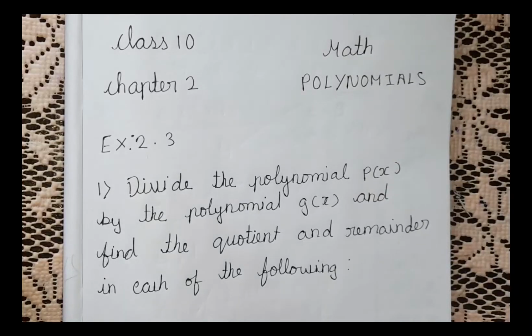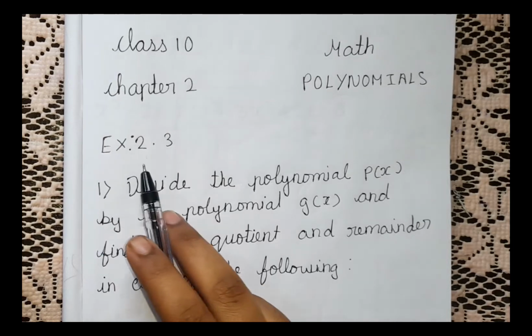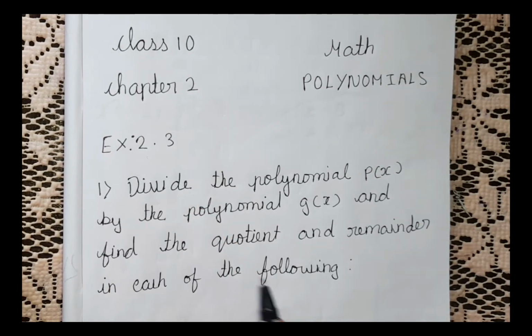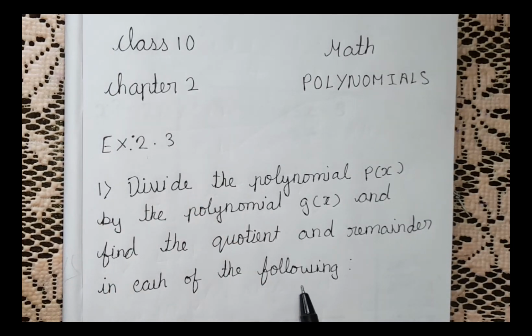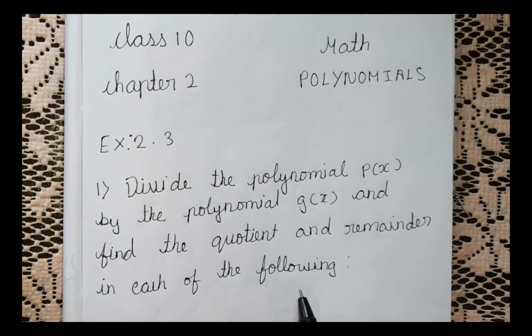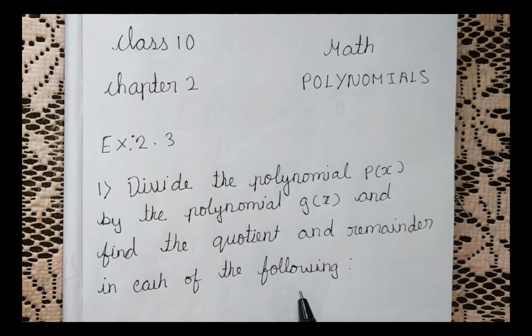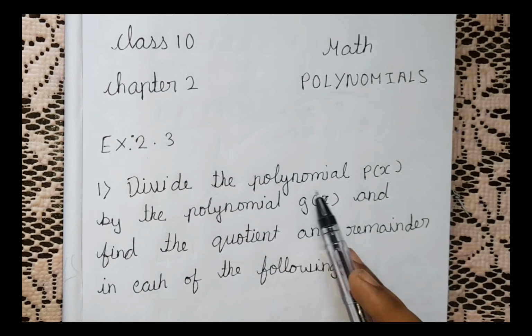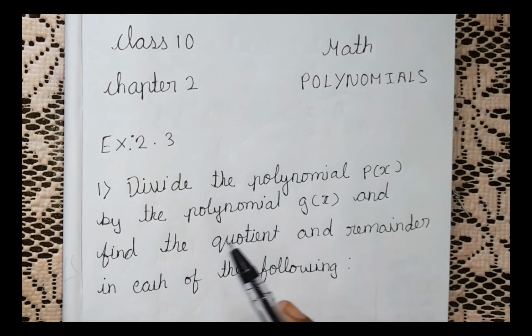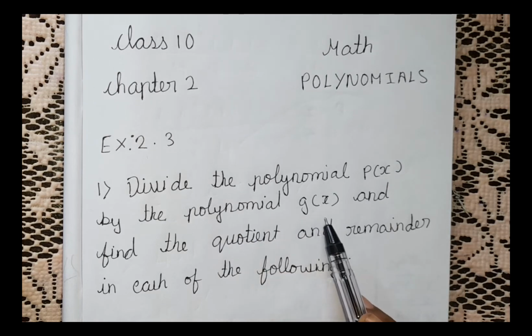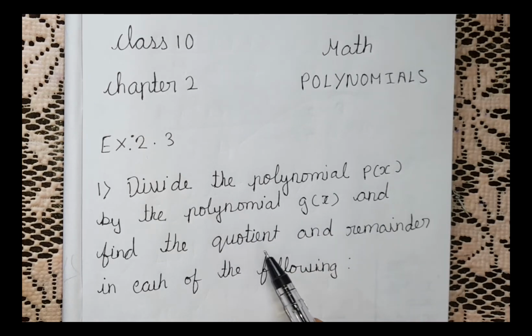Hey guys, today we are going to be doing exercise 2.3, first question and the second subdivision. In the previous video we solved the first subdivision, which was really easy, and in this video we are going to be solving the second subdivision. Now let's read the question. Divide the polynomial p of x by the polynomial g of x and find the quotient and remainder in each of the following.